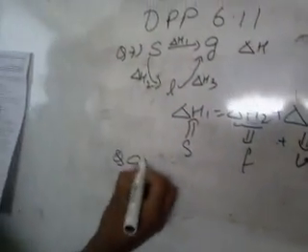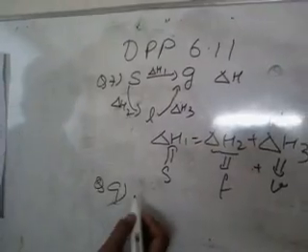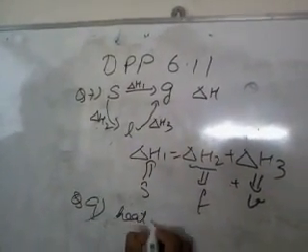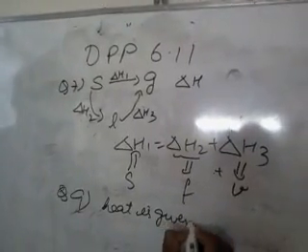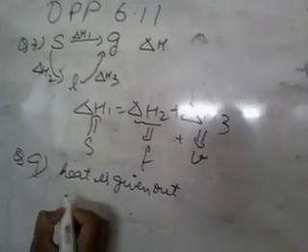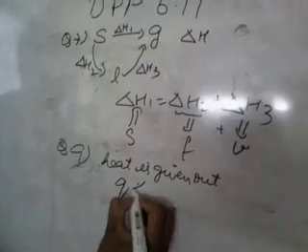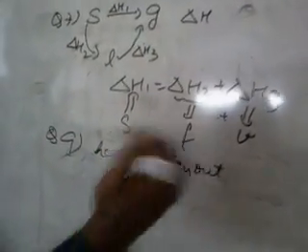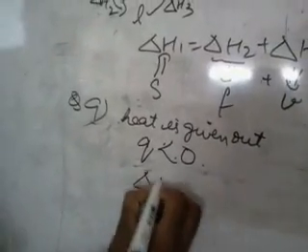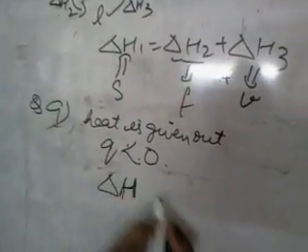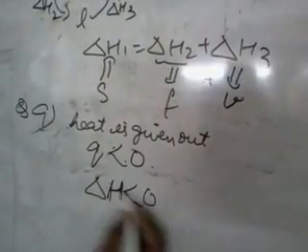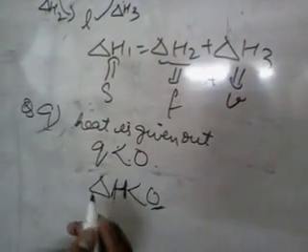Question number 9. For an exothermic reaction, that means heat is given out. So Q will be negative. Heat is given by the gas. If heat is given out, then of course the internal energy change, the enthalpy change of the container will be negative. The final energy will be less than the initial energy, so enthalpy change will be negative.